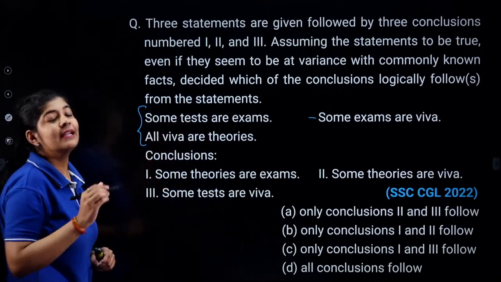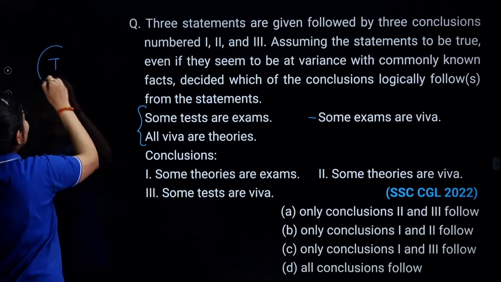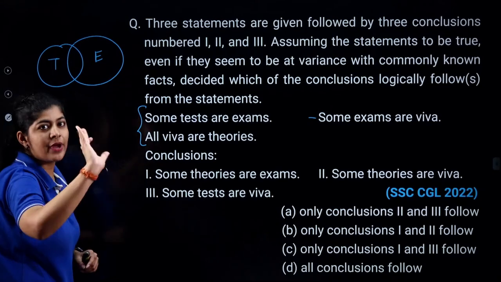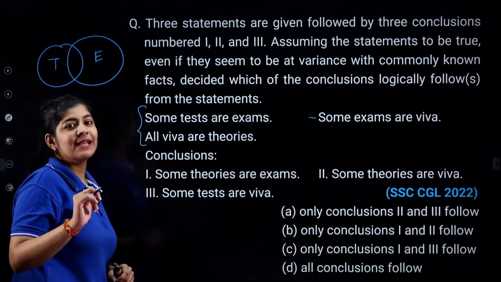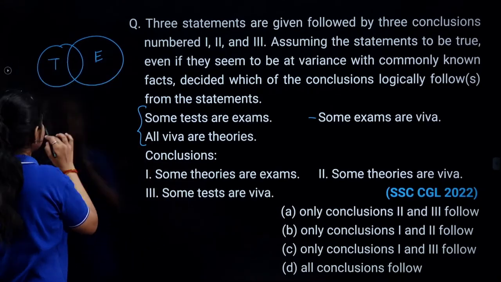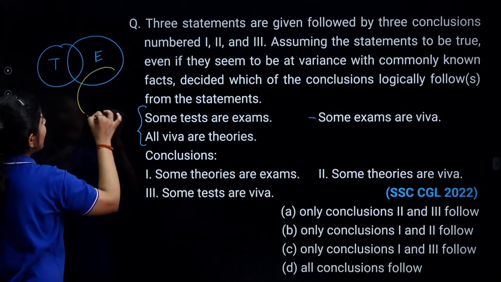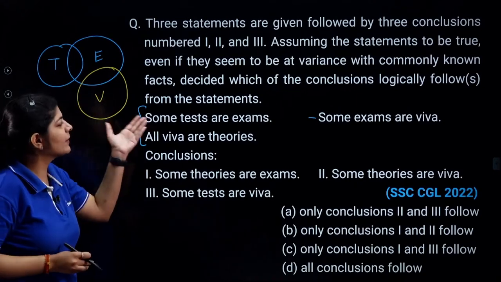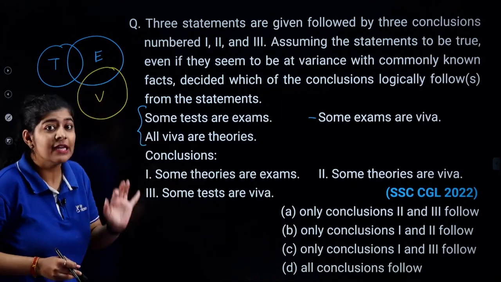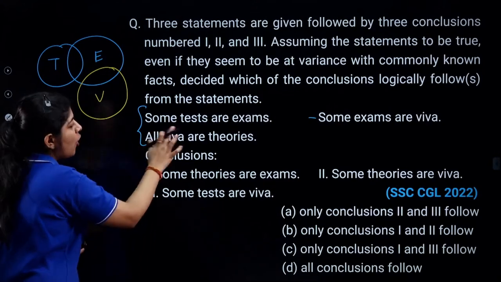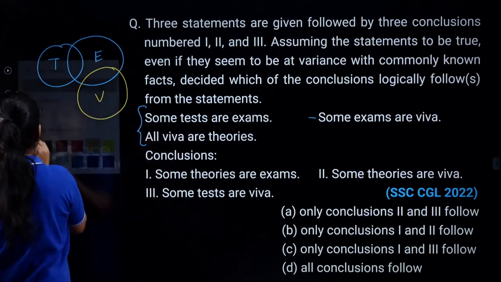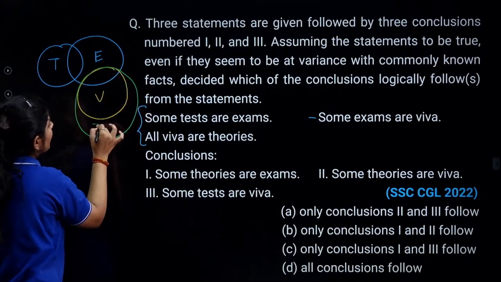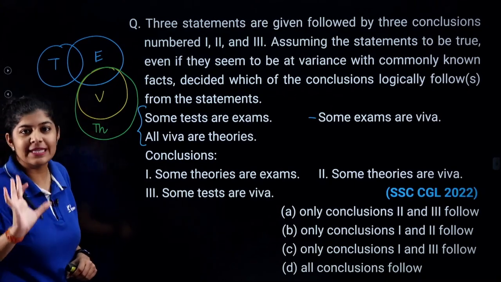Some tests are exams. I am just drawing my basic diagram. Some exams are viva. Why am I not intersecting test and viva? Because there is no such relation given till now. Next, all viva are theories. So basically this is my basic diagram.